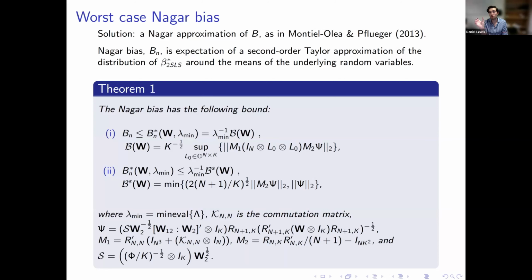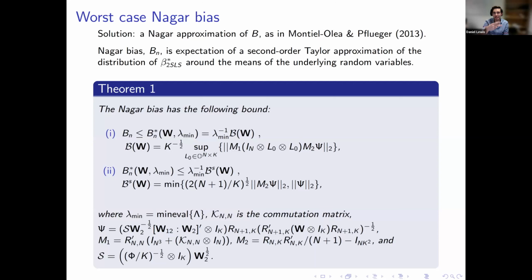The optimization problem only depends on things that can be consistently estimated. Those are elements in W. The second part is just the minimum eigenvalue of the concentration matrix. So this sharp upper bound on the Nagar bias is script B of W divided by this minimum eigenvalue. I'll talk a little bit more about that important structure on the next slide.